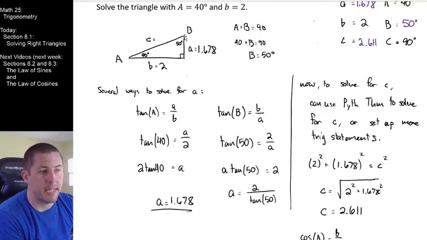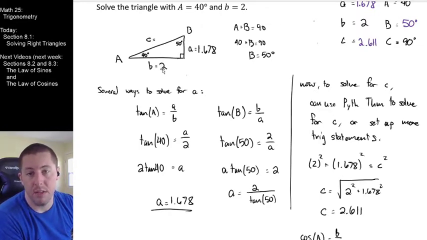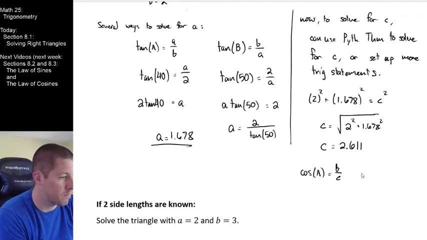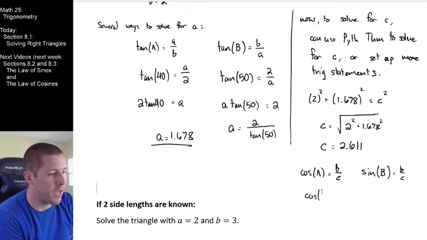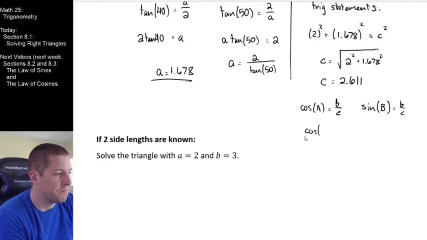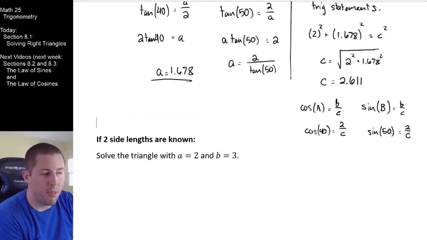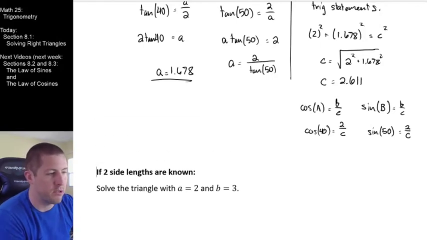Alternatively, I could set up statements like sine of angle B, because sine is opposite over hypotenuse, so that would give me 2 over C for the sine of B as well. So we could make statements like cosine of 40 degrees should be 2 over C, or sine of 50 is 2 over C. Notice these are both equal to 2 over C. Remember that this is just our complementary angle theorem that we've come up with, in fact, 2 different times this semester.